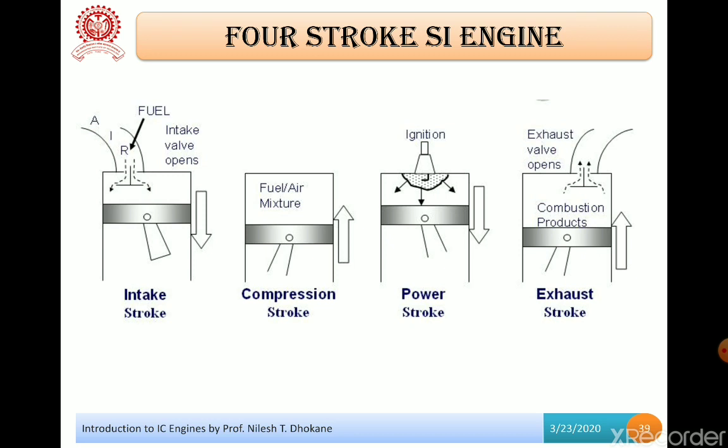The fourth and final stroke of the cycle is the exhaust stroke. The piston moves from bottom dead center to top dead center and the outlet valve is open. Due to the piston's movement, the products of combustion move out through the exhaust valve, then the exhaust manifold, and then the silencer. This is the exhaust stroke. That's why this engine is called a 4-stroke. One cycle is completed in 4 strokes: suction, compression, power, and exhaust.